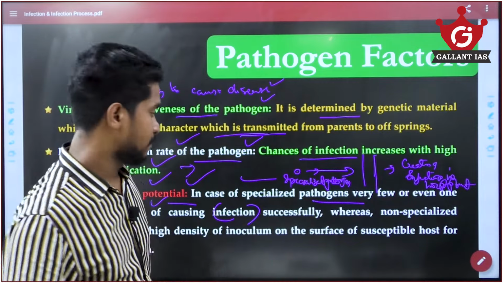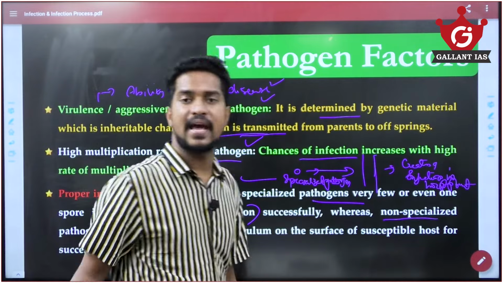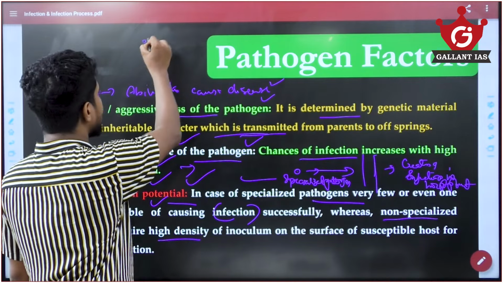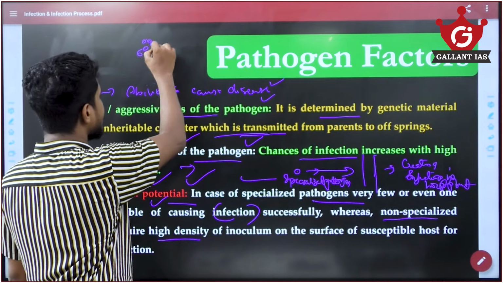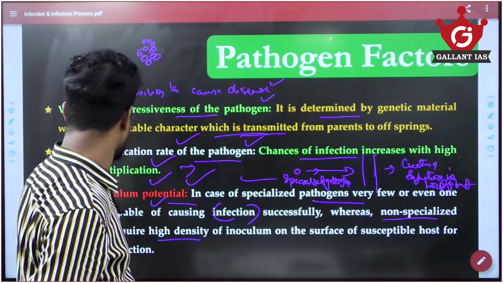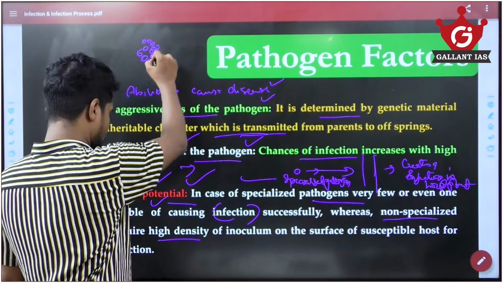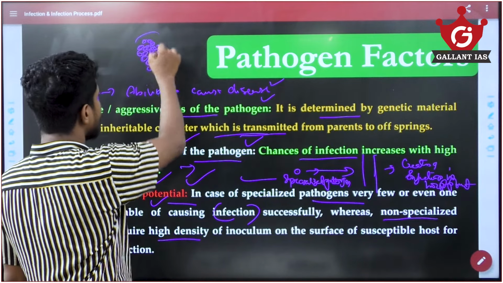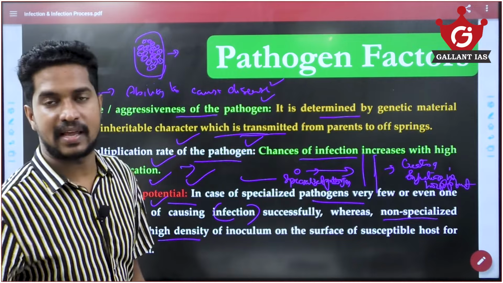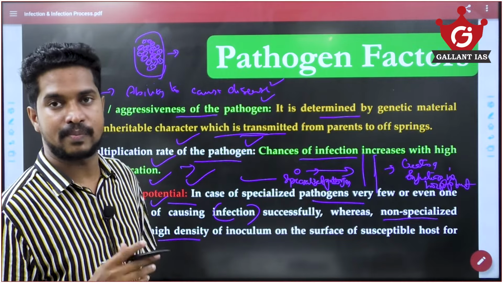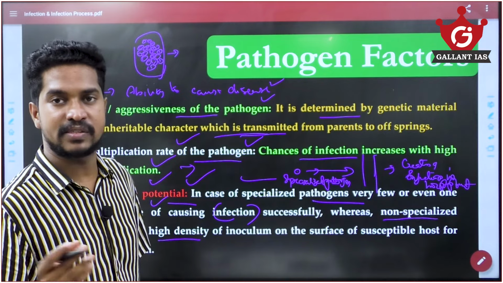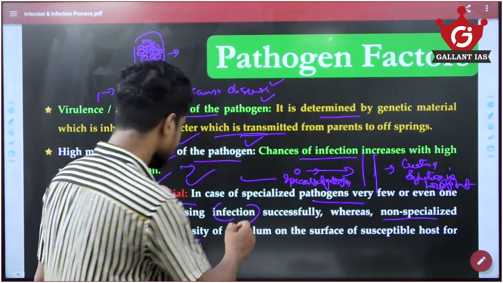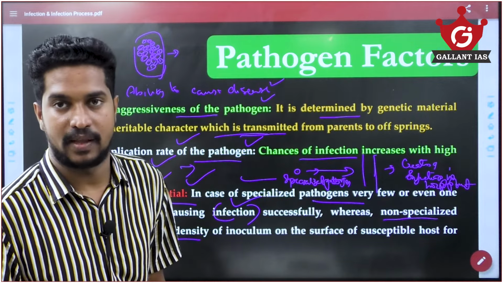Whereas non-specialized pathogens require a high density of inoculum. On the other hand, non-specialized pathogens require high density of inoculum, and this high density is capable of creating disease on the particular host plant. The specialized pathogens, in very few numbers or even a single spore, are capable of causing infection successfully.